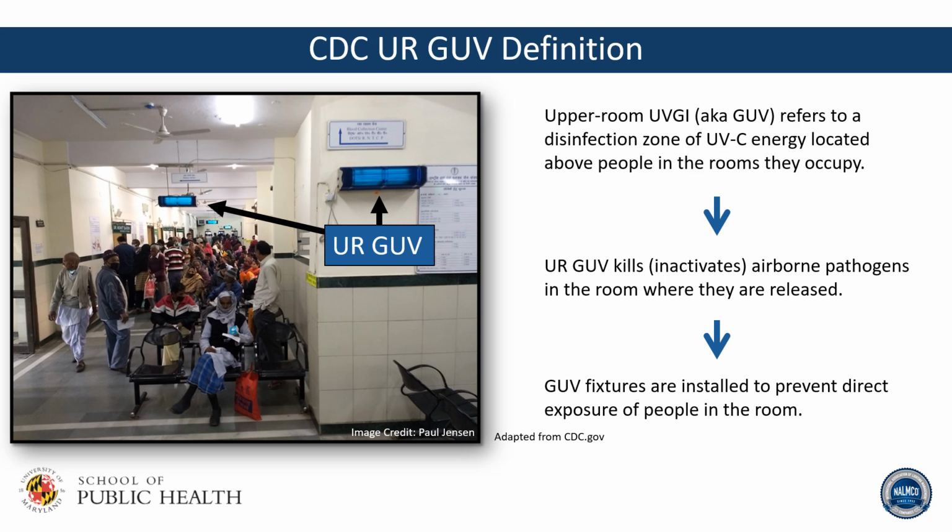On the left side, you see an image that shows these upper room GUV fixtures mounted above people, and the louvers are set so that UVC rays travel above people's heads so they will not be exposed.